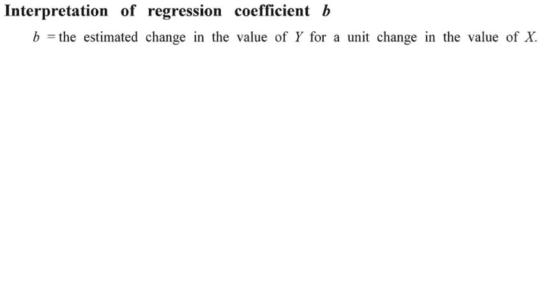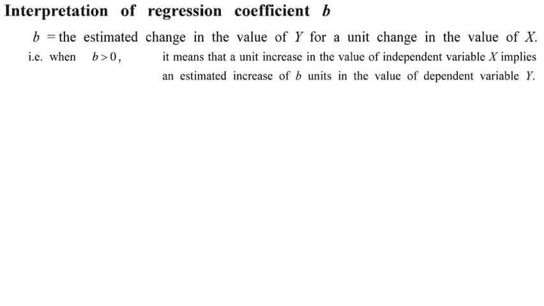Now, interpretation of the regression coefficient b. b is the change in the value of y for a unit change in the value of x. That means if b is 5, for example, then if x changes by 1 unit, y will change by 5 units. So b is the change made in y; with the change in x, that is how much change there will be in y. That is what b suggests.